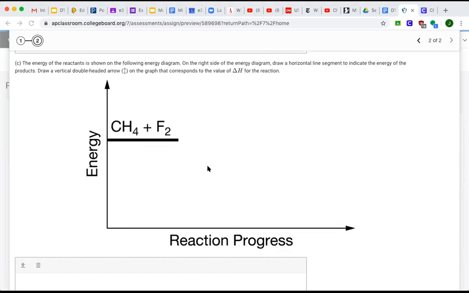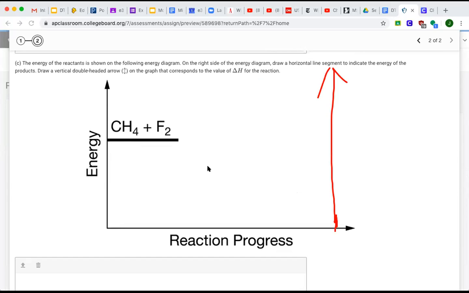Okay, so the energy of the reactants is shown in the following energy diagram. On the right side, draw a horizontal line segment to indicate the energy of the products. Draw a vertical double-headed arrow on the graph that corresponds to the value of delta H for the reaction. So basically in this case, you're going to draw a little arrow. I'm just going to show you what it's telling you to do, because if you're not used to seeing this, you're not used to seeing this. So this is what you draw.